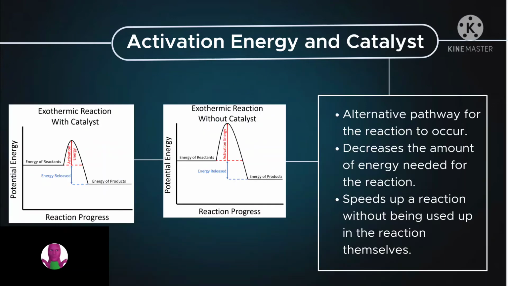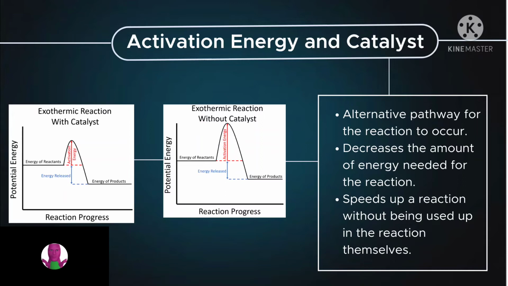For the next slide, the catalyst provides an alternative pathway for the reaction to occur. It decreases the amount of energy needed for the reaction. It also speeds up a reaction without being used up in the reaction itself. A catalyst does not get consumed in the reaction at all.